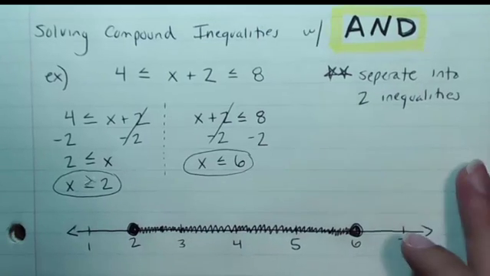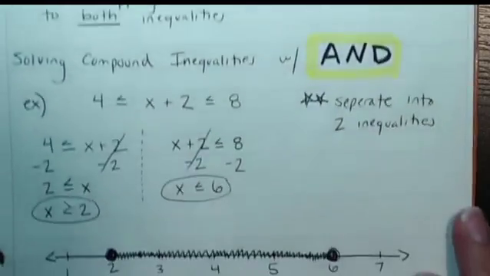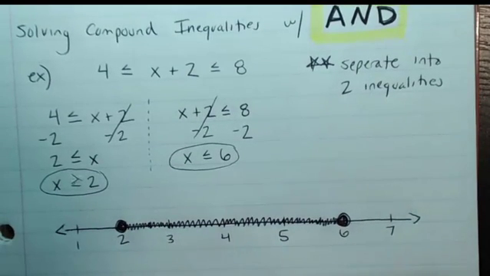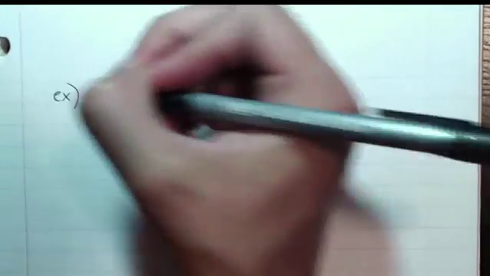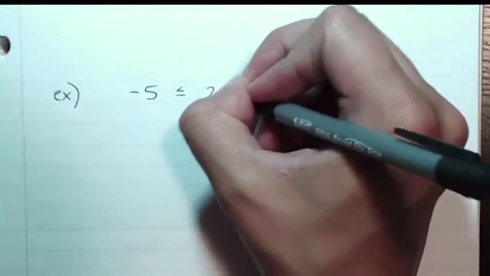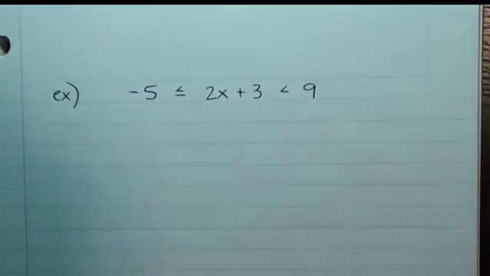If you notice the last two that we've done, these are and compound inequalities. They're shaded in the middle. They collide in the middle. Same thing here. They collide in the middle. So we're going to do one more example and see if you can do it by yourself. I want you to follow the steps we just took on that last one. Let's do negative 5 is less than or equal to 2x plus 3, which is less than 9.